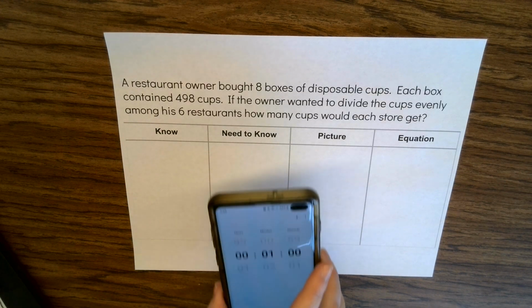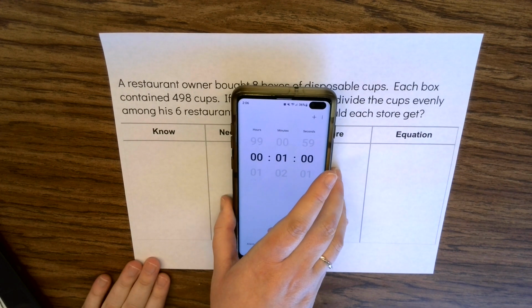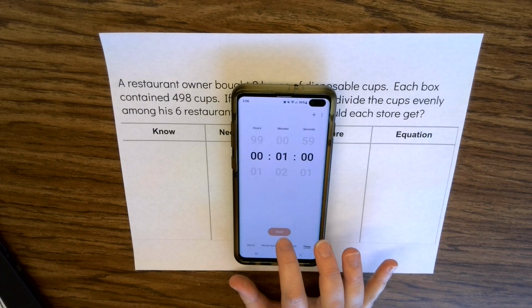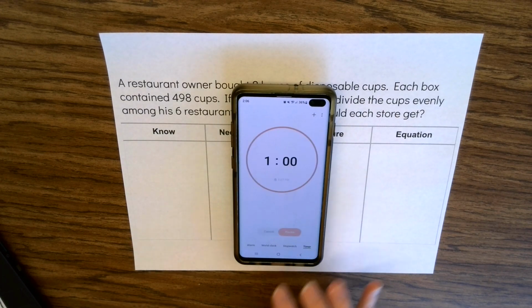Good morning. We're going to start with our word problem of the day like normal. I'm going to give you a minute to grab your marker, eraser, and whiteboard. Go.